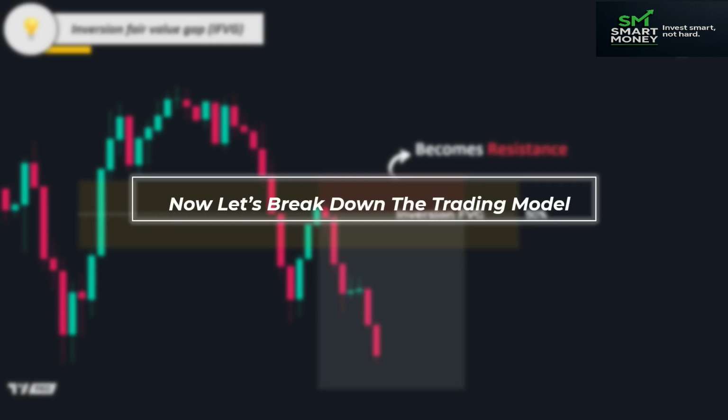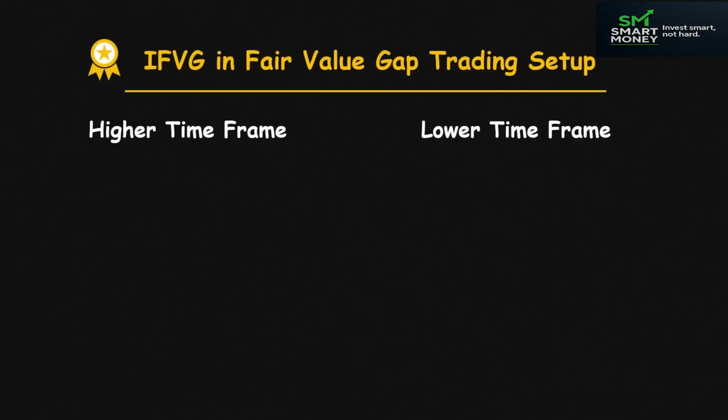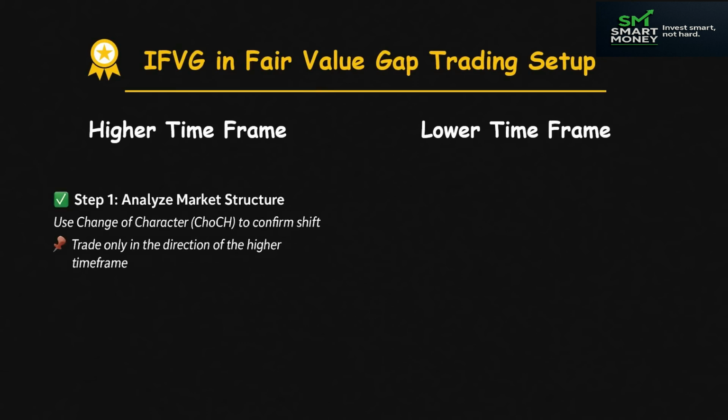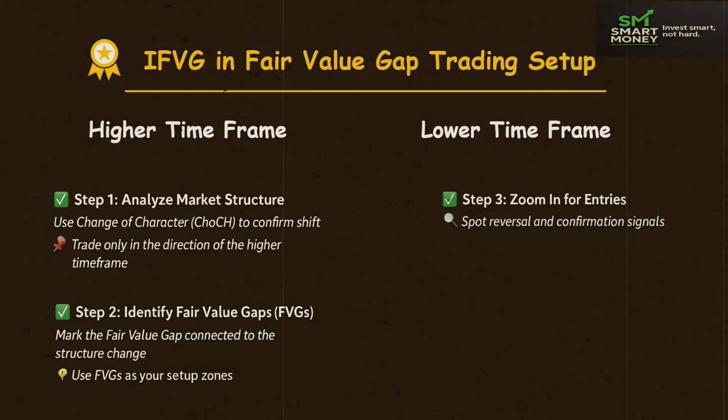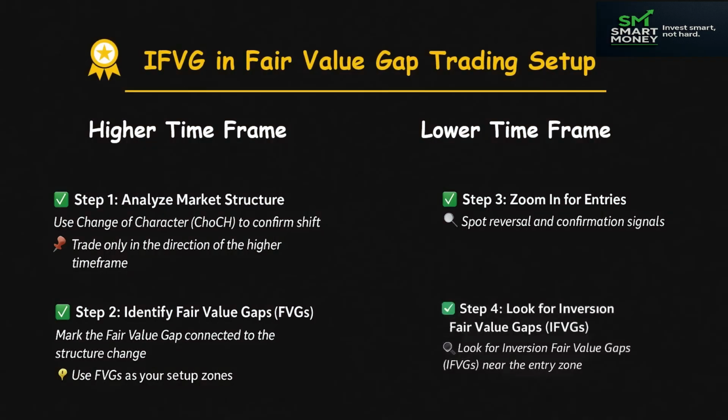But before we continue, to apply this strategy correctly, you'll need to work with two time frames. First, use a higher time frame to analyze market structure. Here, you'll look for a change of character and the fair value gap connected to it. Then, zoom into a lower time frame to spot reversal and confirmation signals. This is where you'll look for inversion fair value gaps and identify your entry point.